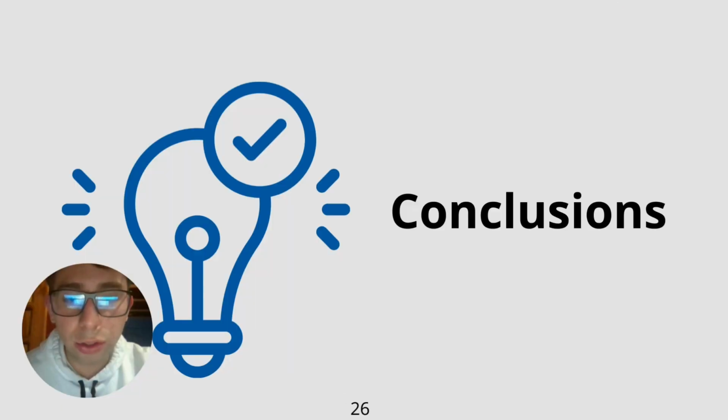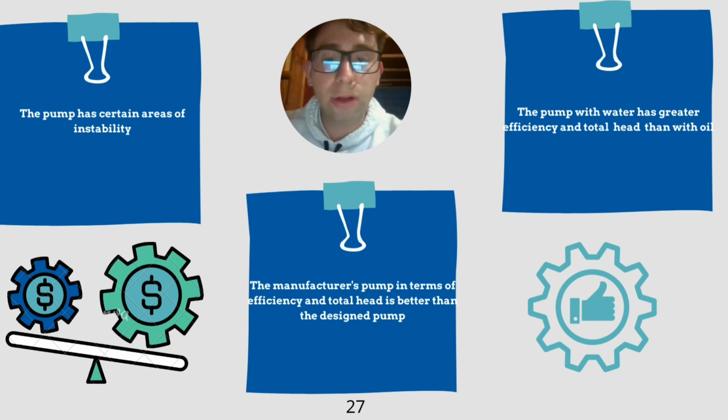Finally, we present the conclusions. We have three conclusions. The first conclusion is that the manufacturer pump is better than the design point because it has a greater efficiency and total head. Second, the design point works better with water than with oil in terms of efficiency and total head. Finally, the design point has some areas that don't present stability.